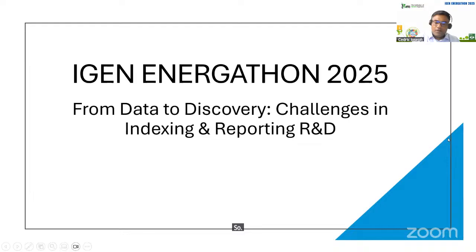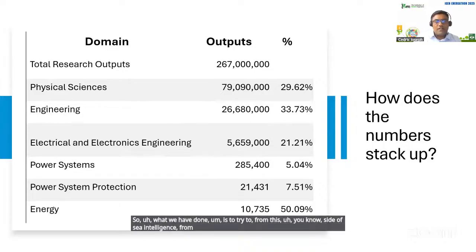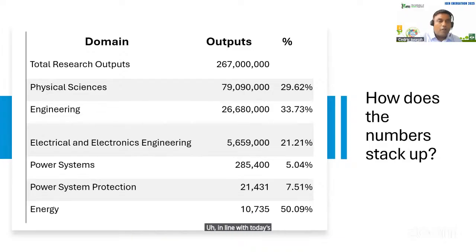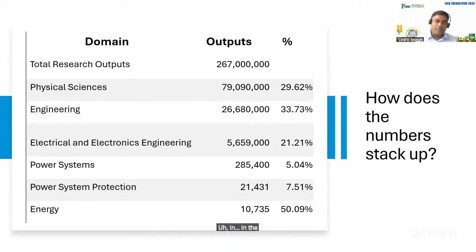So what we have done, from the Sea Intelligence side, from my end, is I've tried to analyze the research output and the research trend emanating from power systems, in line with today's topic of how we move from data to discovery. So roughly around 27 crore research outputs have emerged in the digital world today. It's a big number.